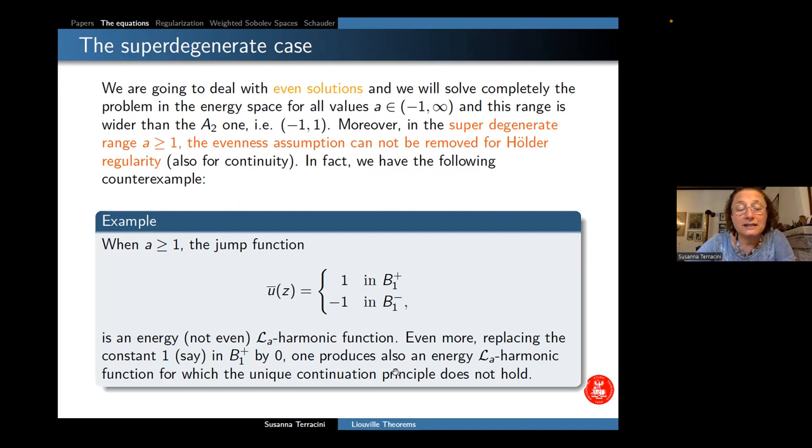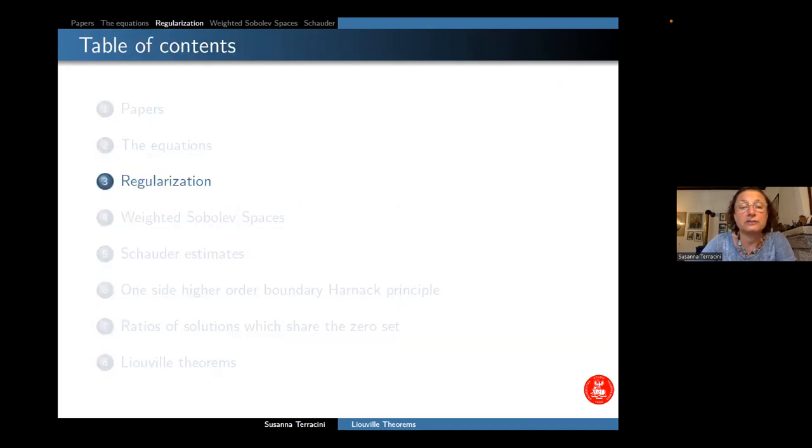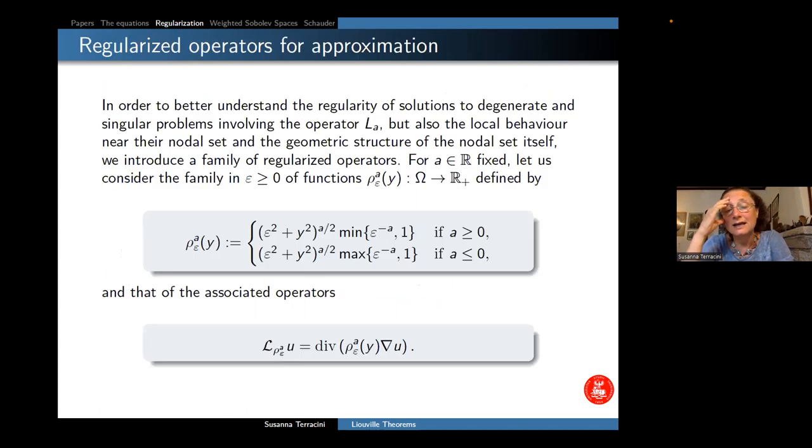In that case, let me remark that the jump function is an energy solution, an L_A harmonic function. But as I said, it does not meet the boundary condition. But this continuous solution may be there at any time.